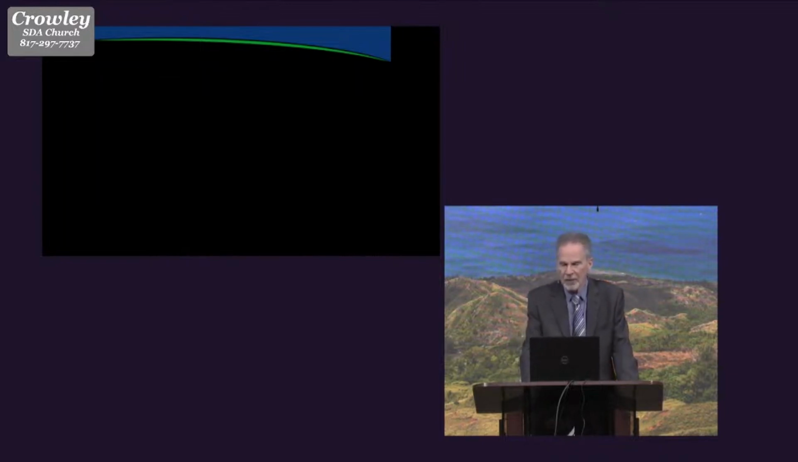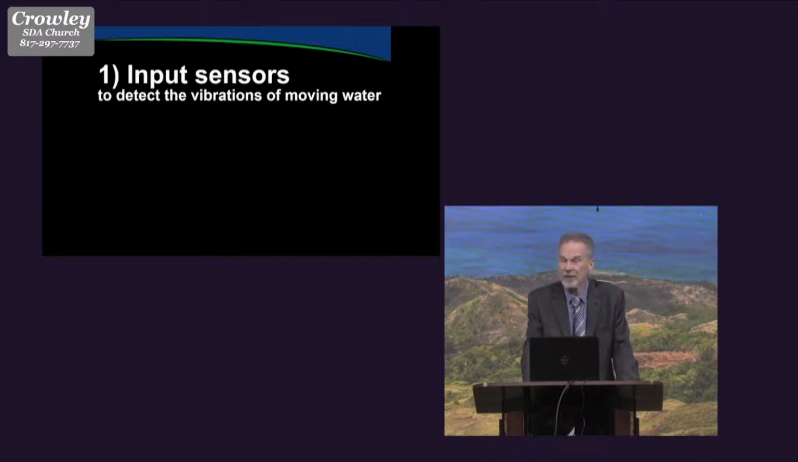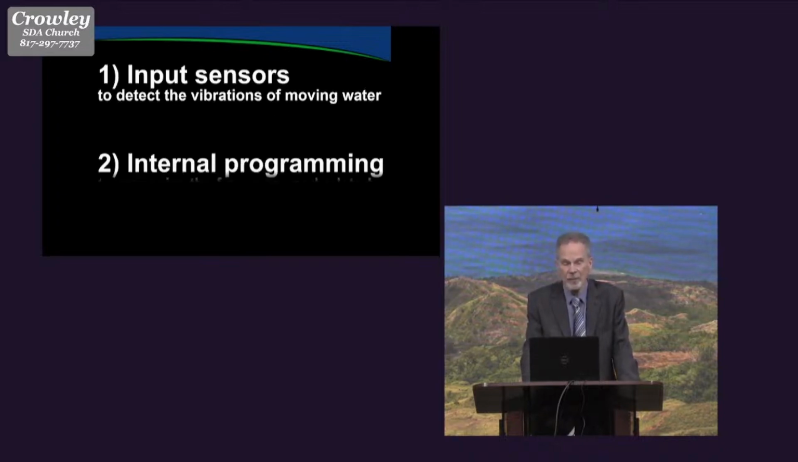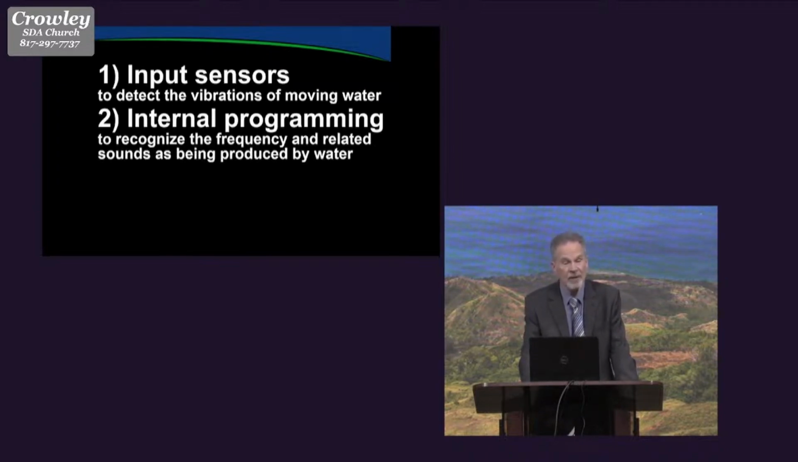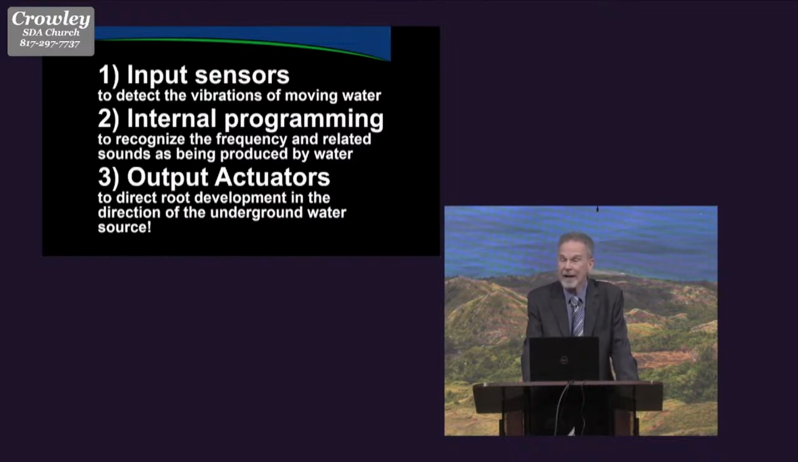So the plants don't just detect moisture, they can detect the vibrations of water flowing through a pipe underground. They have to have input sensors to detect the vibrations of moving water. They need to have internal programming to recognize that frequency and related sounds as being produced by water, even if it's in a pipe, and output actuators to direct root development in the direction of the underground water source.